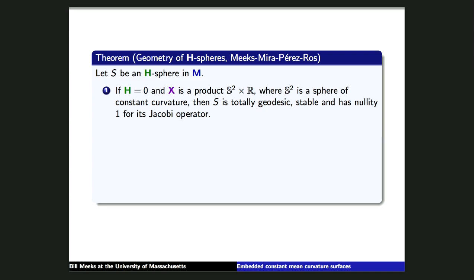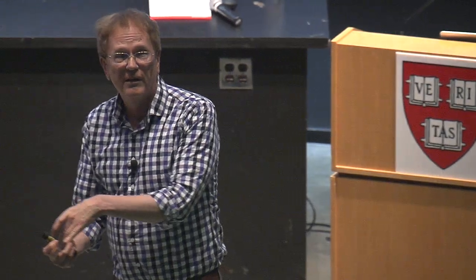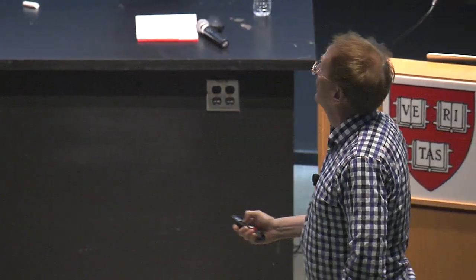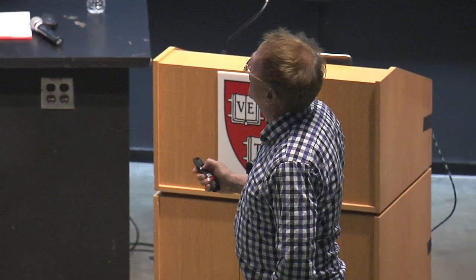S2 meaning constant curvature metric on the sphere. So you think also topologically here, okay? Then the original surface is totally geodesic. It's just like one of the factors in the product description. And stable has nullity 1 for its Jacobi operator.